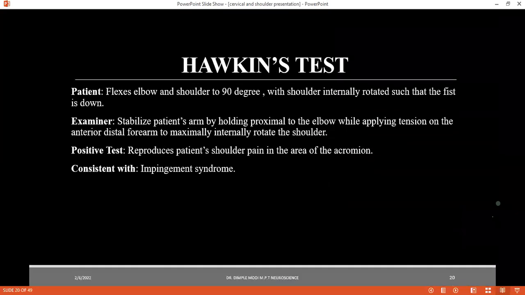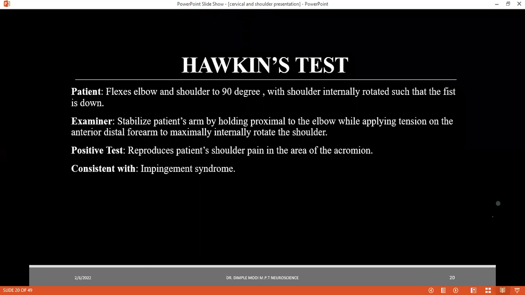Hawkins test. Next test is the Hawkins test. Flex the elbow and shoulder to 90° with shoulder internally rotated so that the fist is down. Okay. Like this. Now stabilize the patient's arm by holding proximal to the elbow, and apply tension to the anterior distal forearm to maximally internally rotate; you have to resist and ask the patient to internally rotate.